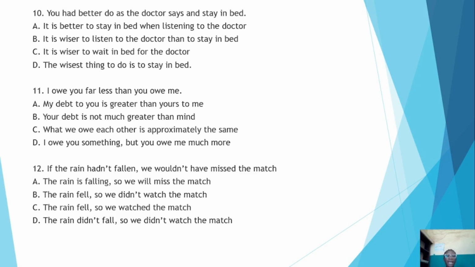Question 11. I owe you far less than you owe me. Now this is in comparison. I owe you far less than you owe me. Let's look at the options. Option A, my debt to you is greater than yours to me. Option B, your debt is not much greater than mine. Option C, what we owe each other is approximately the same. Option D, I owe you something, but you owe me much more.